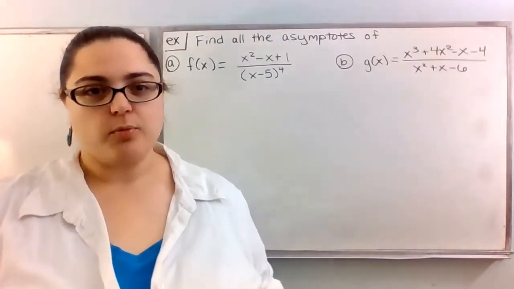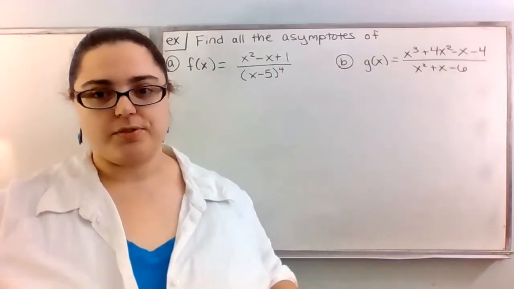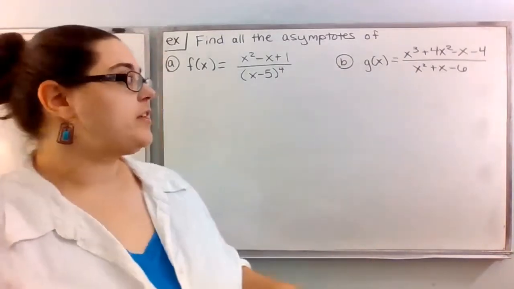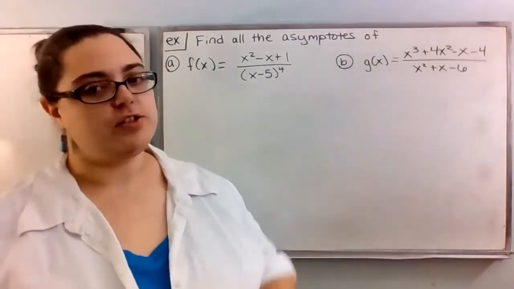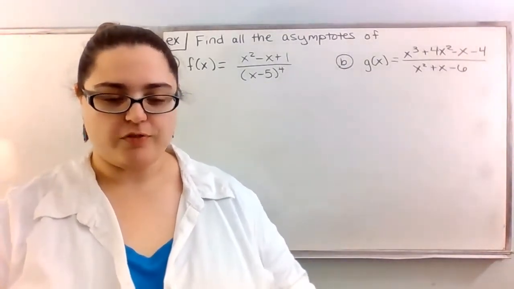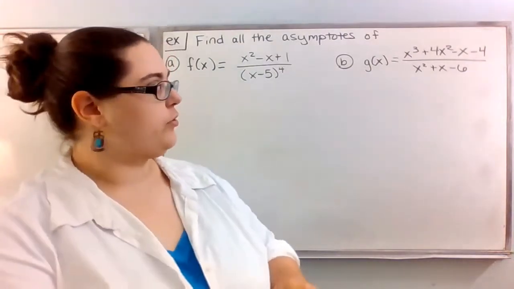For this example, we're going to be finding all of the asymptotes. So all vertical asymptotes, horizontal or oblique, for these two functions, f of x and g of x. So let's look at f of x. We'll work through that one first, and then we will work through g of x.